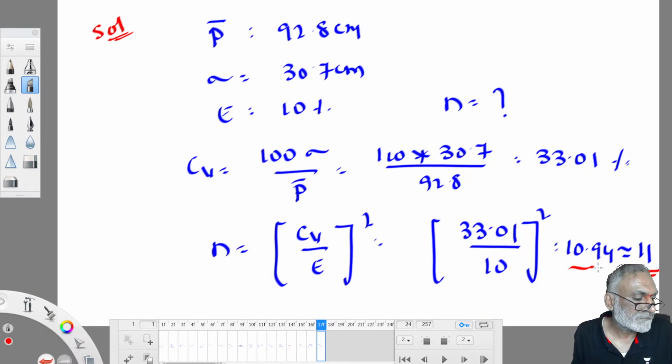Understood now? Hope this point is clear to you. Not 10, sir, that's what I am saying. 10.94 you got, round it to 11. Sarthak, for you only I am teaching this. Okay then, let us see one more question.